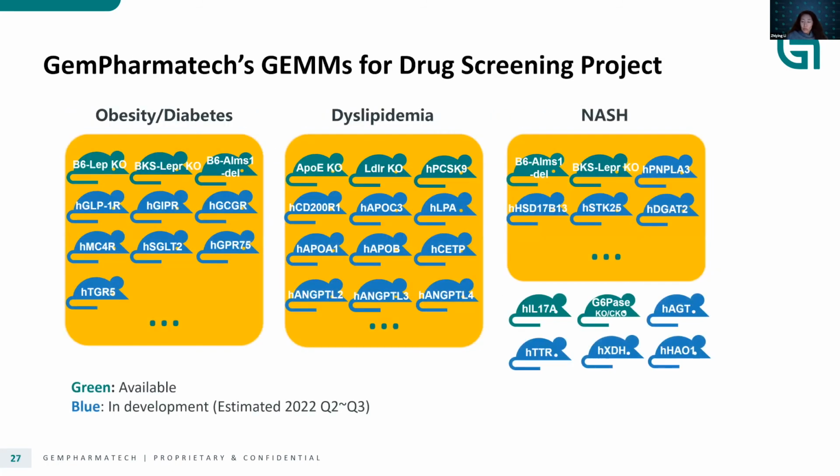So that concludes the data on the NASH models, or on the Alms1 mutant animal with the Western diet as a NASH testing platform.